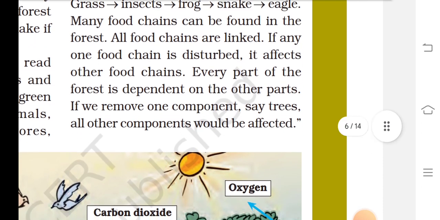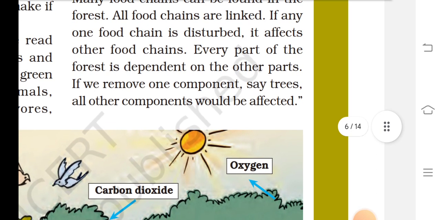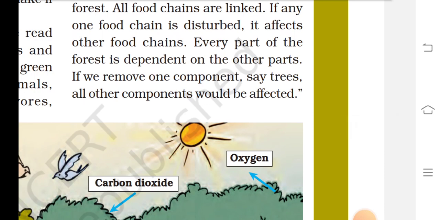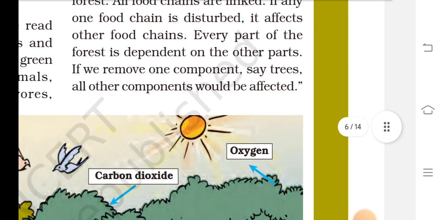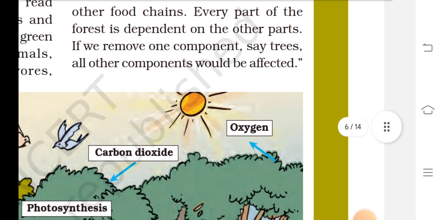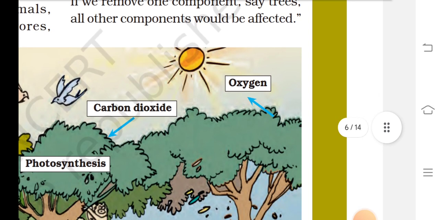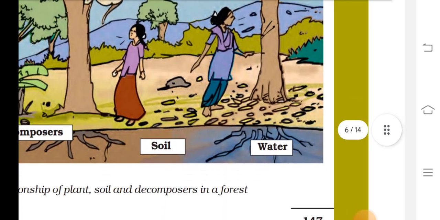Many food chains can be found in the forest. All food chains are linked. If any one food chain is disturbed, it affects other food chains. Every part of the forest is dependent on the other parts. If we remove one component, say trees, all other components would be affected.